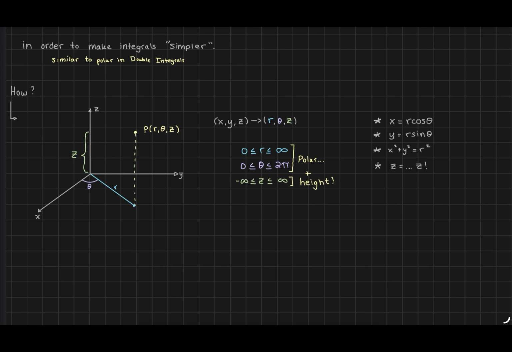We recognize the polar coordinate in the xy plane, and then we just extend it up or down some z value to get a point, right? So that's what our coordinate system is going to look like. It's pretty much going to be r, theta, z.